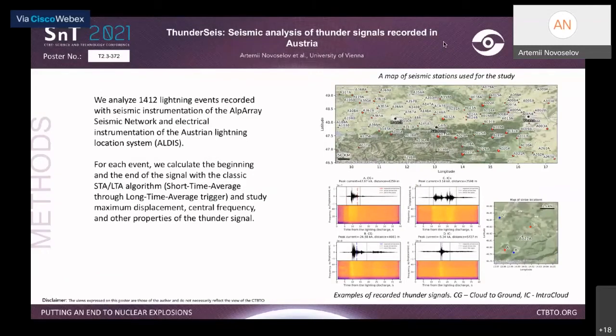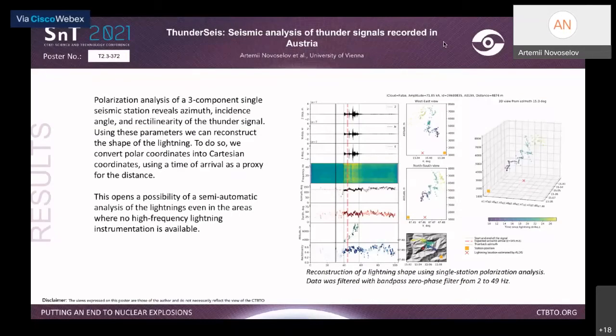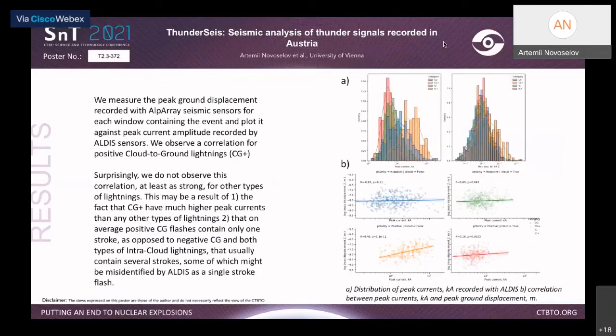We analyzed 1,412 lightning events recorded with seismic instrumentation of the OPERA and electrical instrumentation of the Austrian lightning location system. Polarization analysis of three-component seismic stations reveals azimuth, incidence angle, and rectilinearity of the thunder signal. Using these parameters, we can reconstruct the shape of the lightning. We also measure the peak ground displacement recorded with OPERA seismic sensors.